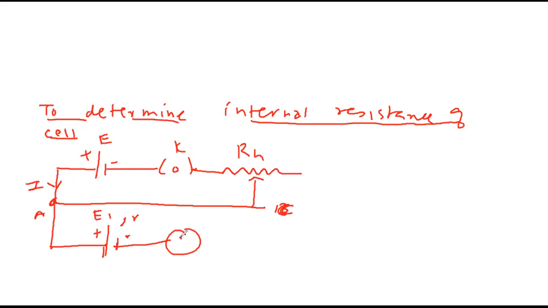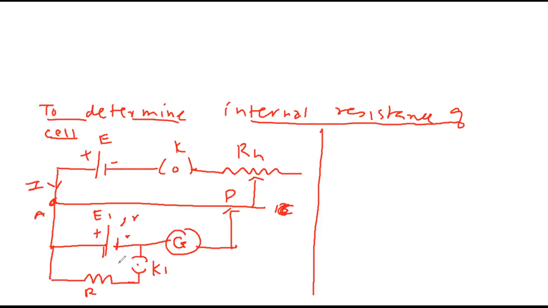The negative terminal is connected to one end of the galvanometer. The other end of the galvanometer is connected to the jockey, which can slide over wire AC. A shunt resistance, shunt means parallel resistance, of known value along with plug key K1 is connected across the battery of EMF E1.